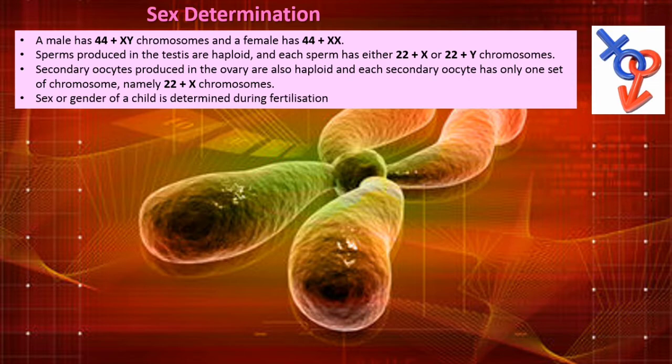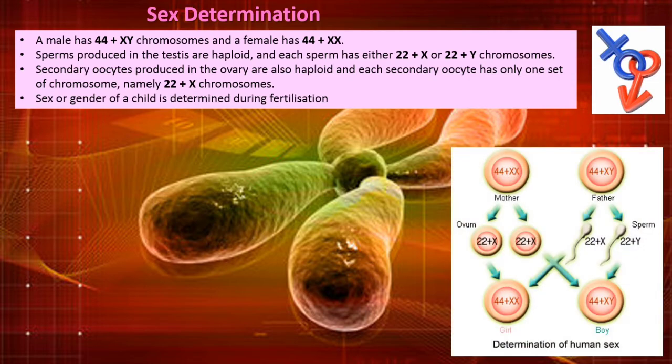So maksudnya sekarang ni mother, okay, this is the karyotype of mother, female, 44 plus XX. So mother akan produce ovum 22 plus X only, one set. But father 44 plus XY. So after meiosis, father akan produce dua jenis sperm, iaitu satu 22 plus X ataupun 22 plus Y. So this is the example of sex determination, inheritance.